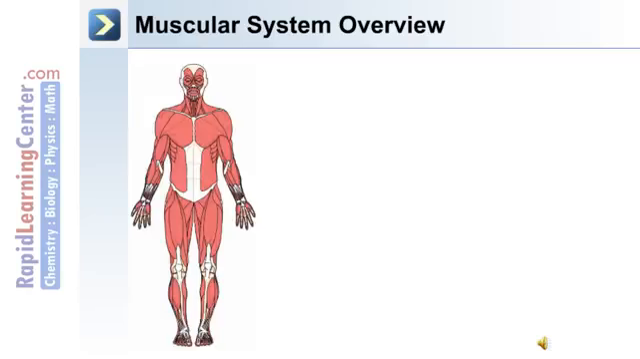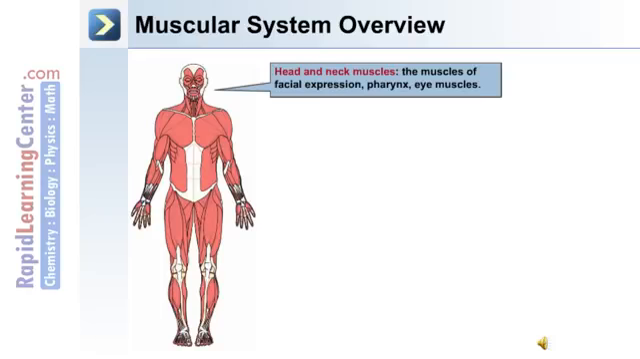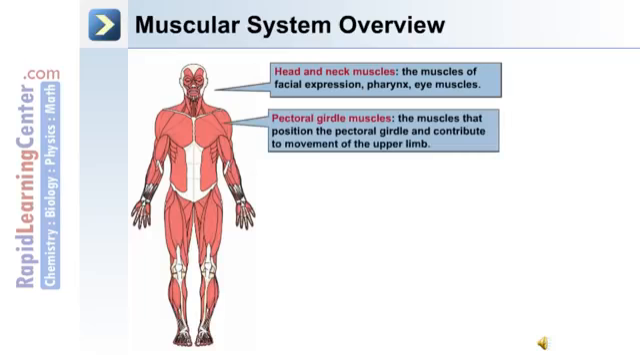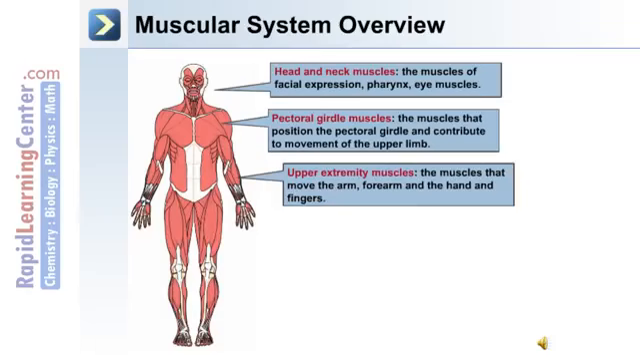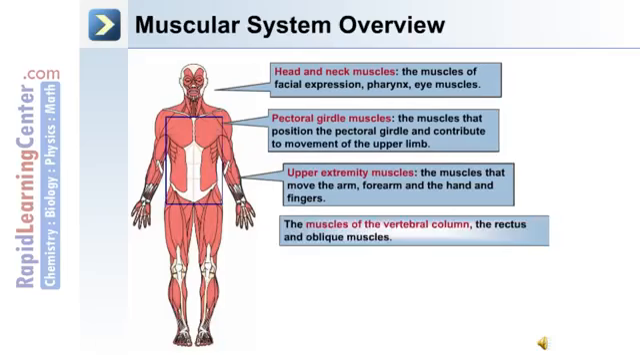A muscular system overview. In this tutorial, we'll look at the different muscle groups in the different regions of the body, including the head and neck muscles, muscles of facial expression, muscles that move the pharynx, and muscles that position the eye. The pectoral girdle muscles, the muscles that position the pectoral girdle and contribute to the movement of the upper limb. The upper extremity muscles, muscles that move the arm, forearm, the hand, and fingers. The muscles of the vertebral column, including the rectus and oblique muscles.